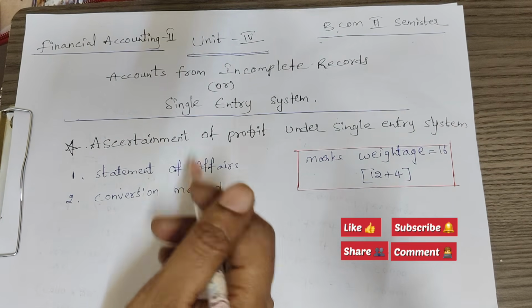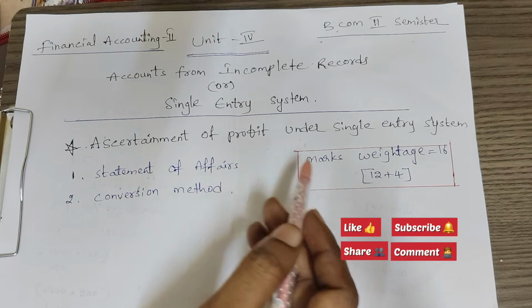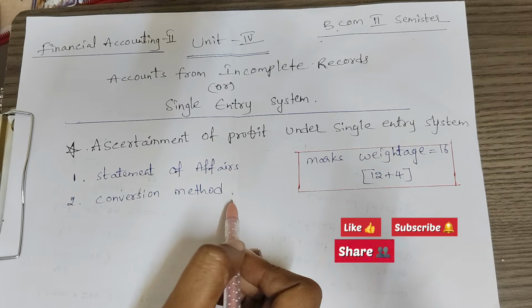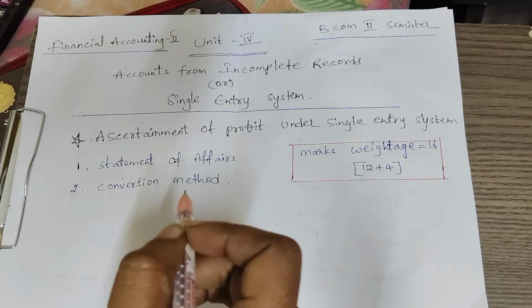In this chapter, we have to calculate profit under the single entry system. How to calculate profit under the single entry system? We have two methods. What are those topics? Statement of affairs and conversion method. From these two topics, one topic is enough for your final examination.